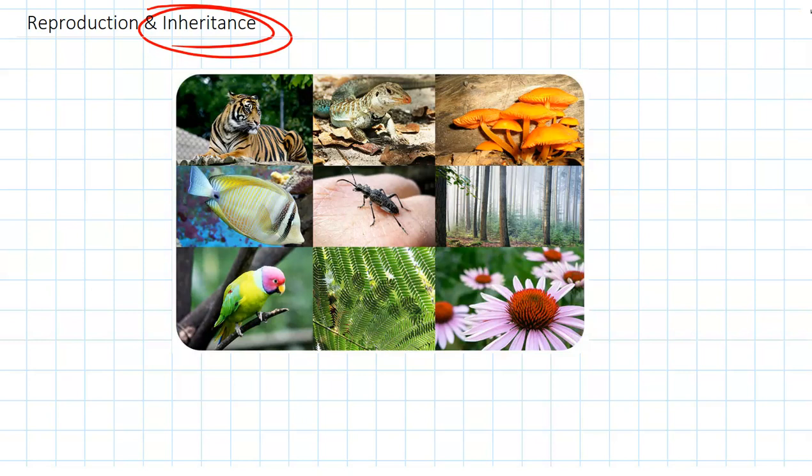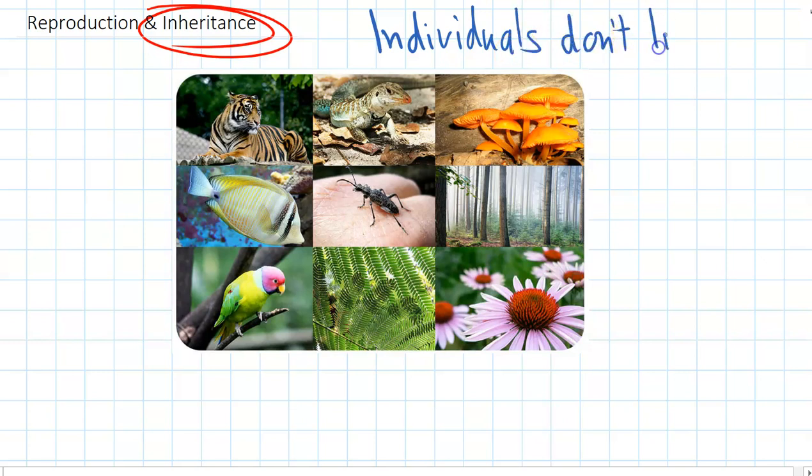species reproduce because each individual doesn't live forever. So individuals don't live forever. We know that we get old and we die. Individuals can die from diseases or from accidents. So it's important that you have another generation to continue on with your species. And so that's why every living thing reproduces.